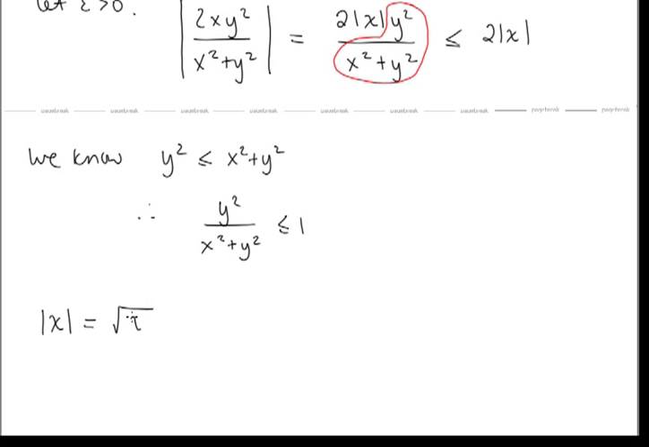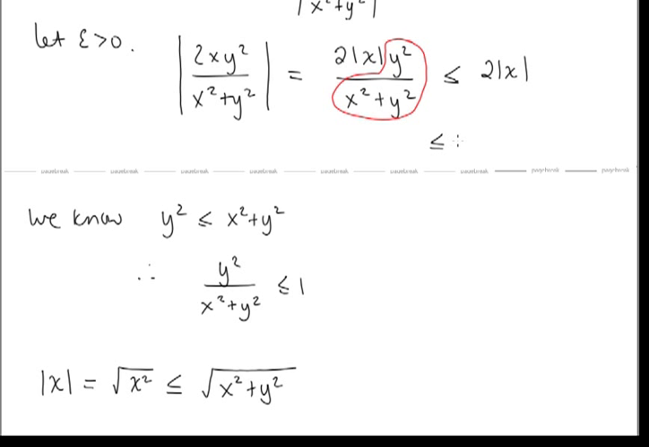We also know that absolute value of x is equal to radical x squared, and that must be less than or equal to radical x squared plus y squared, since y squared is greater than or equal to 0. So this is now less than or equal to 2 radical x squared plus y squared.